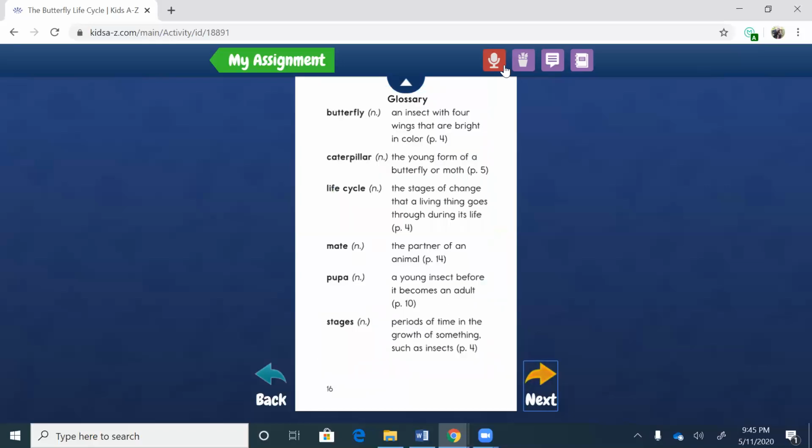And here's our glossary, another important text feature for nonfiction books. Let's read what a pupa is. A young insect before it becomes an adult. So it's called a pupa, but just remember that it's inside the chrysalis because we learned about that yesterday. And you're going to draw the chrysalis in your life cycle picture today.